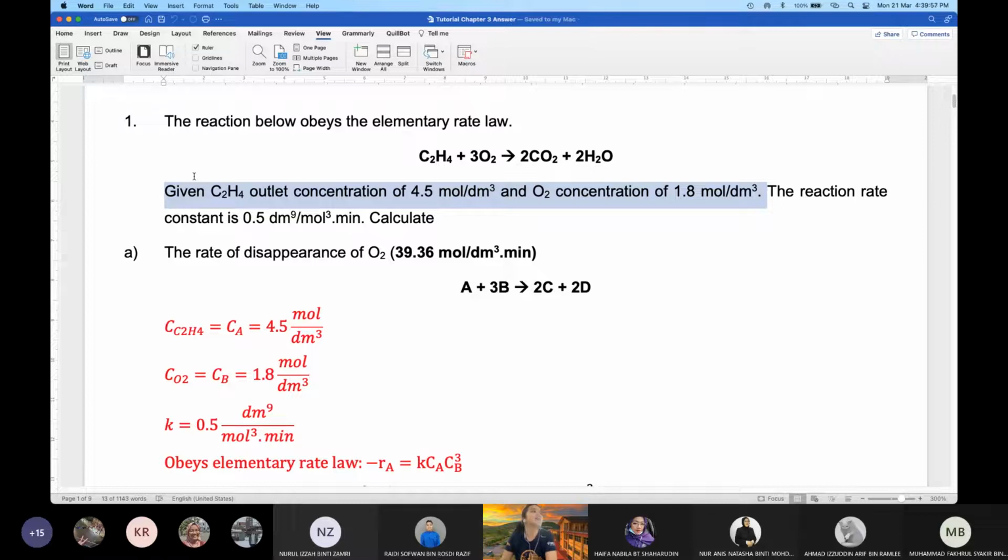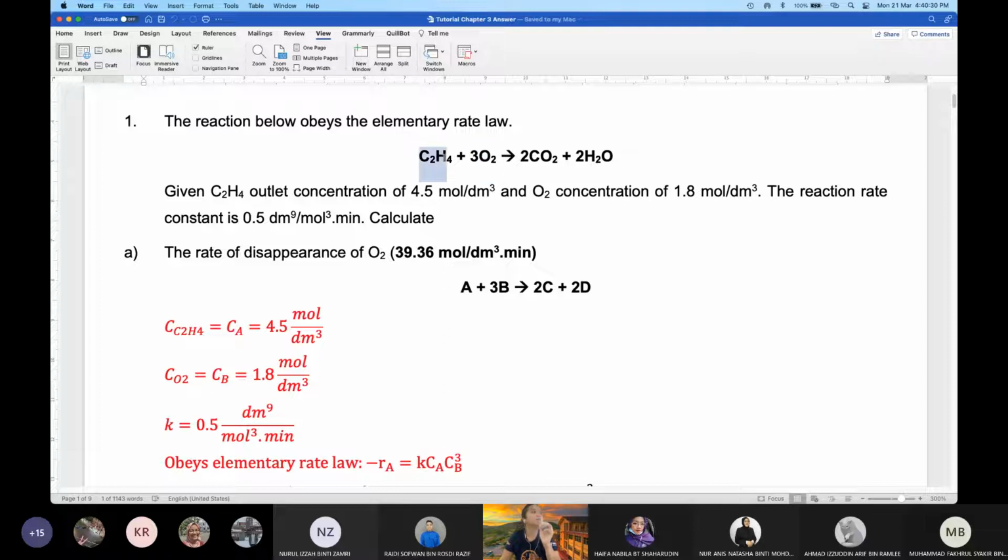Okay, so dia bagi kita C2H4 ni, we put it as A, oxygen gas ni we put as B. So as I told you, sebab dalam penyiraan kita normally you refer it as A, B, C and D. Tapi dalam soalan, of course you are given the real chemical equation ataupun the real chemical reaction. So to avoid confusion, you straight away write down which is A, which is B, which is C, which is D.